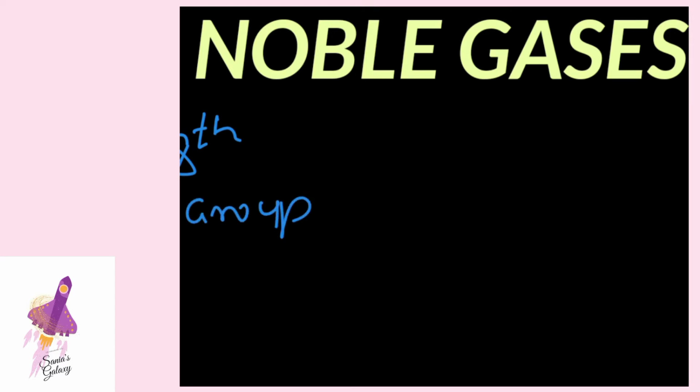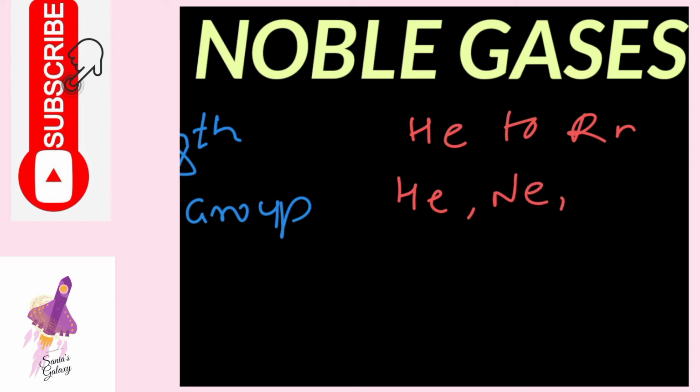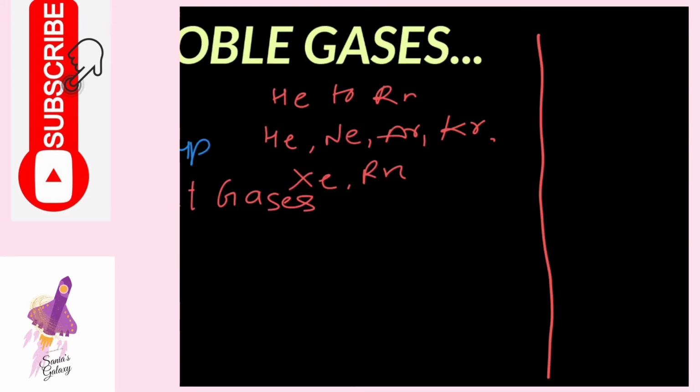In the 18th group, the elements are from helium to radon: helium, neon, argon, krypton, xenon and radon. These elements are also known as inert gases. These elements are known as inert gases because they are very least reactive in nature.